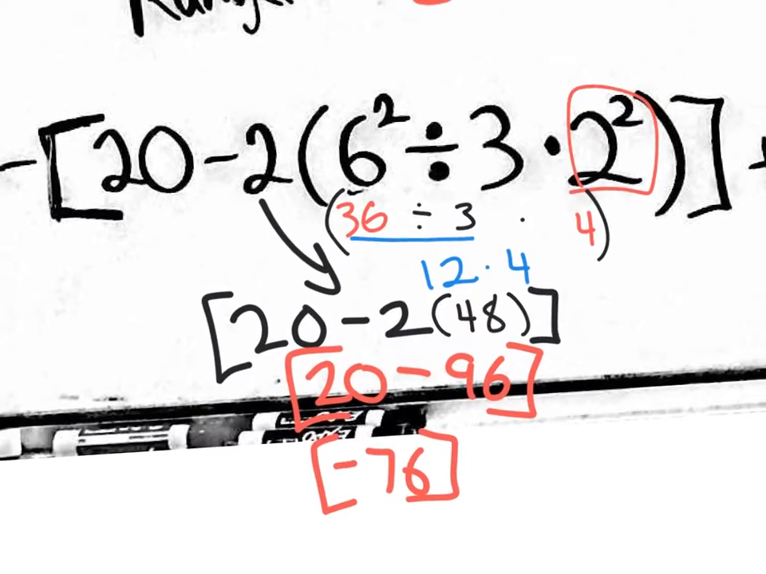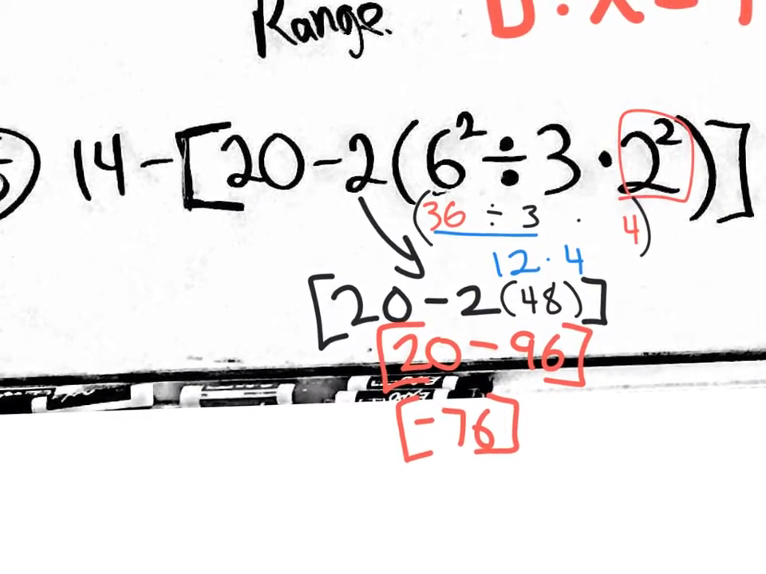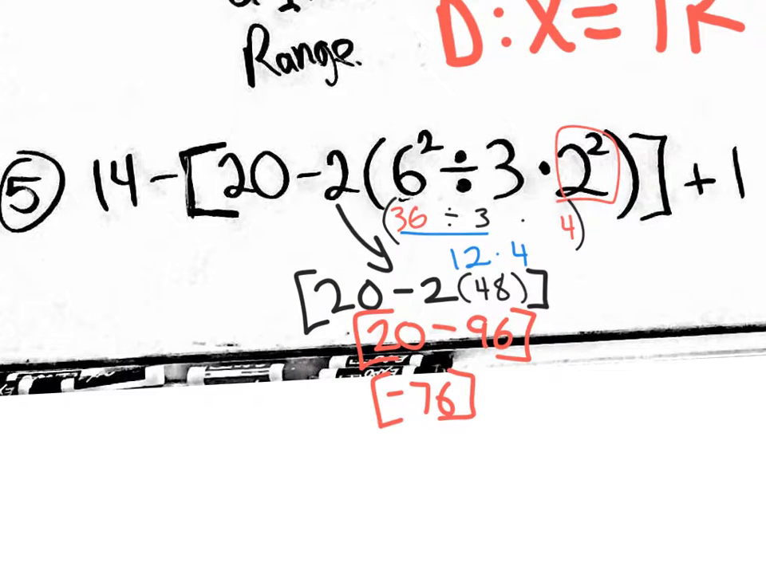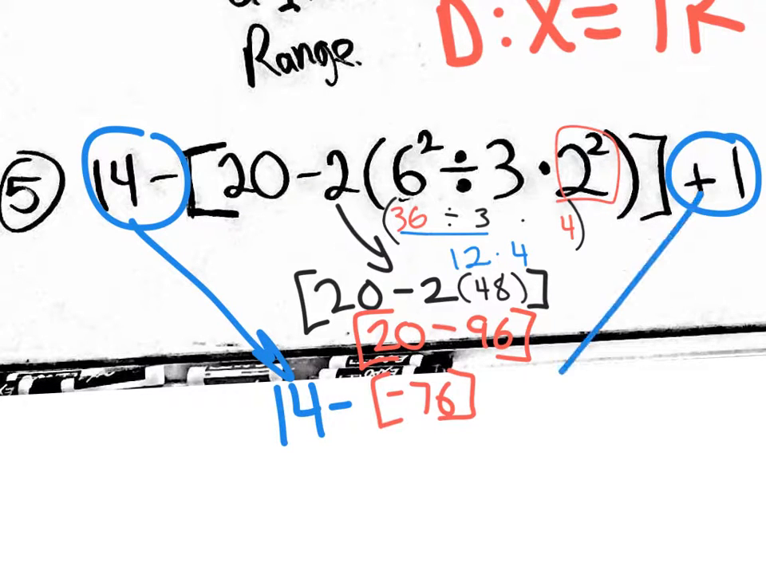Now, we could zoom out even further and see that outside the brackets, we have this 14 minus right in front. So let me bring that down, 14 minus. And we have a plus 1 at the very end. Let me bring that down, plus 1 at the very end.